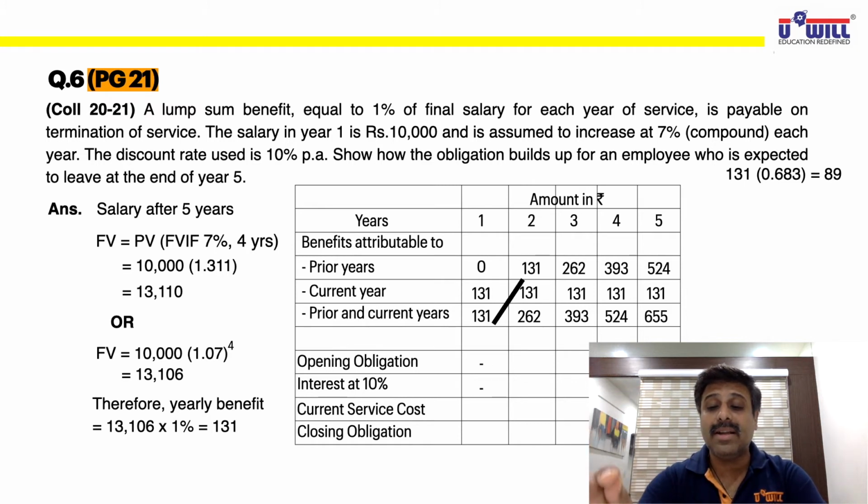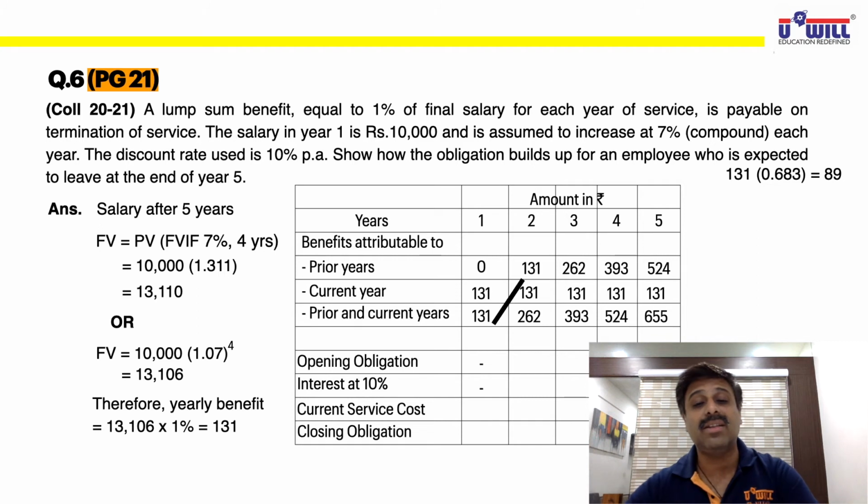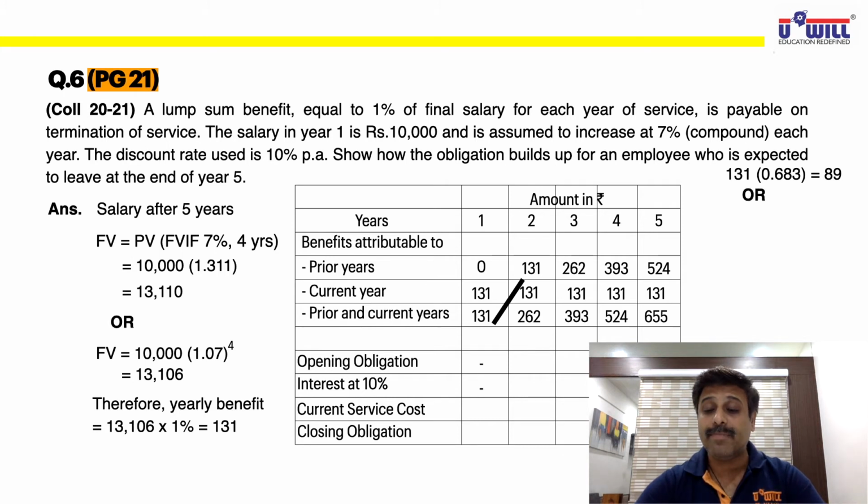So 131 into that present value interest factor, we have used 0.683. So in the current year, we don't have to keep aside 131 rupees. What amount do we have to keep aside in the current year? 89 rupees. There is one more way of counting it.